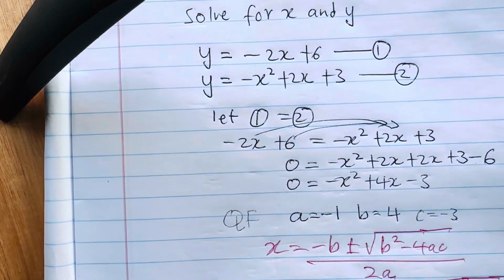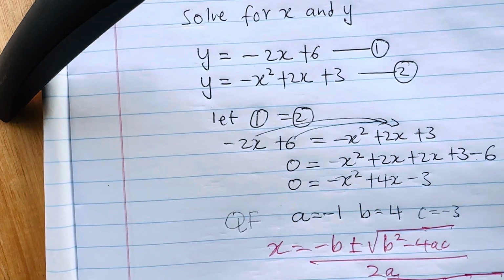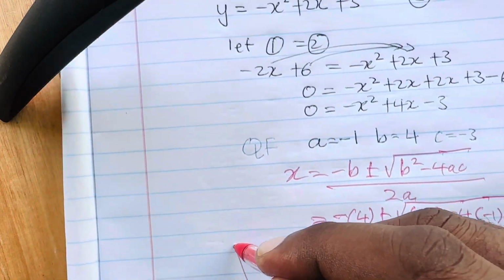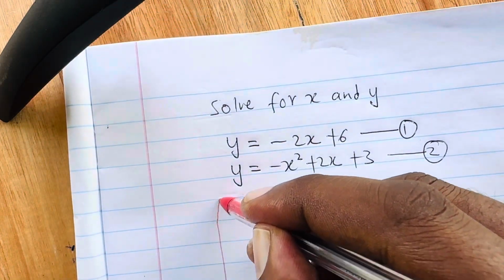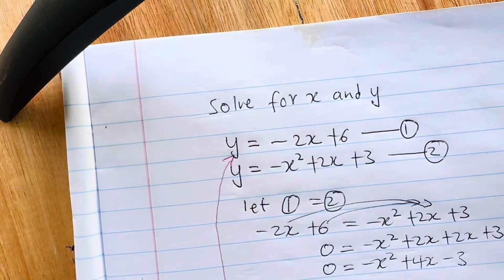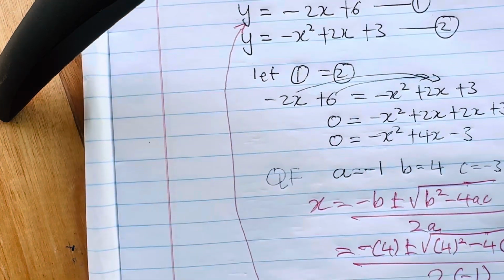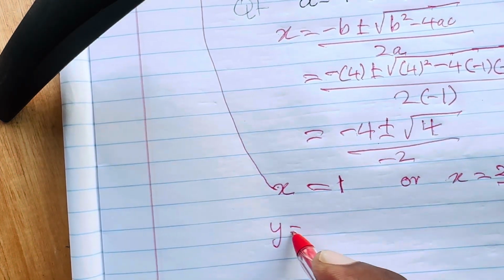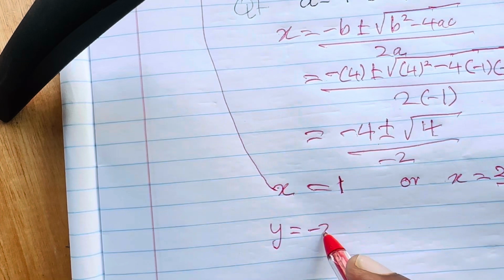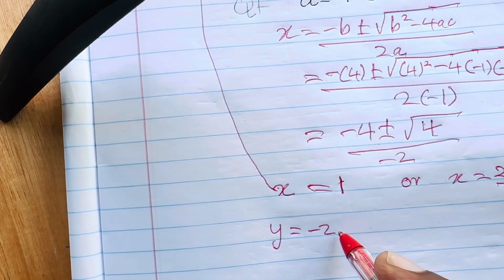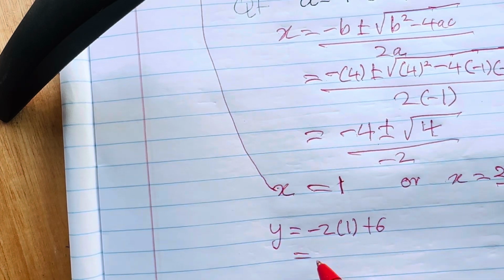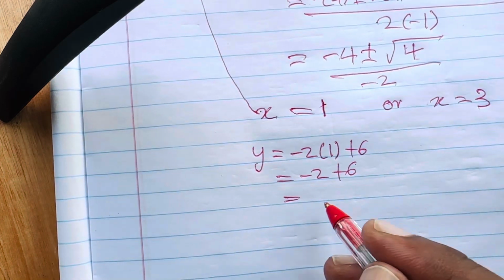What do we do now? We can substitute the x values into any of the equations. I'll take this one because this one is the simplest. So we substitute: y is equal to negative 2 into 1 plus 6, which is negative 2 plus 6, which is 4.